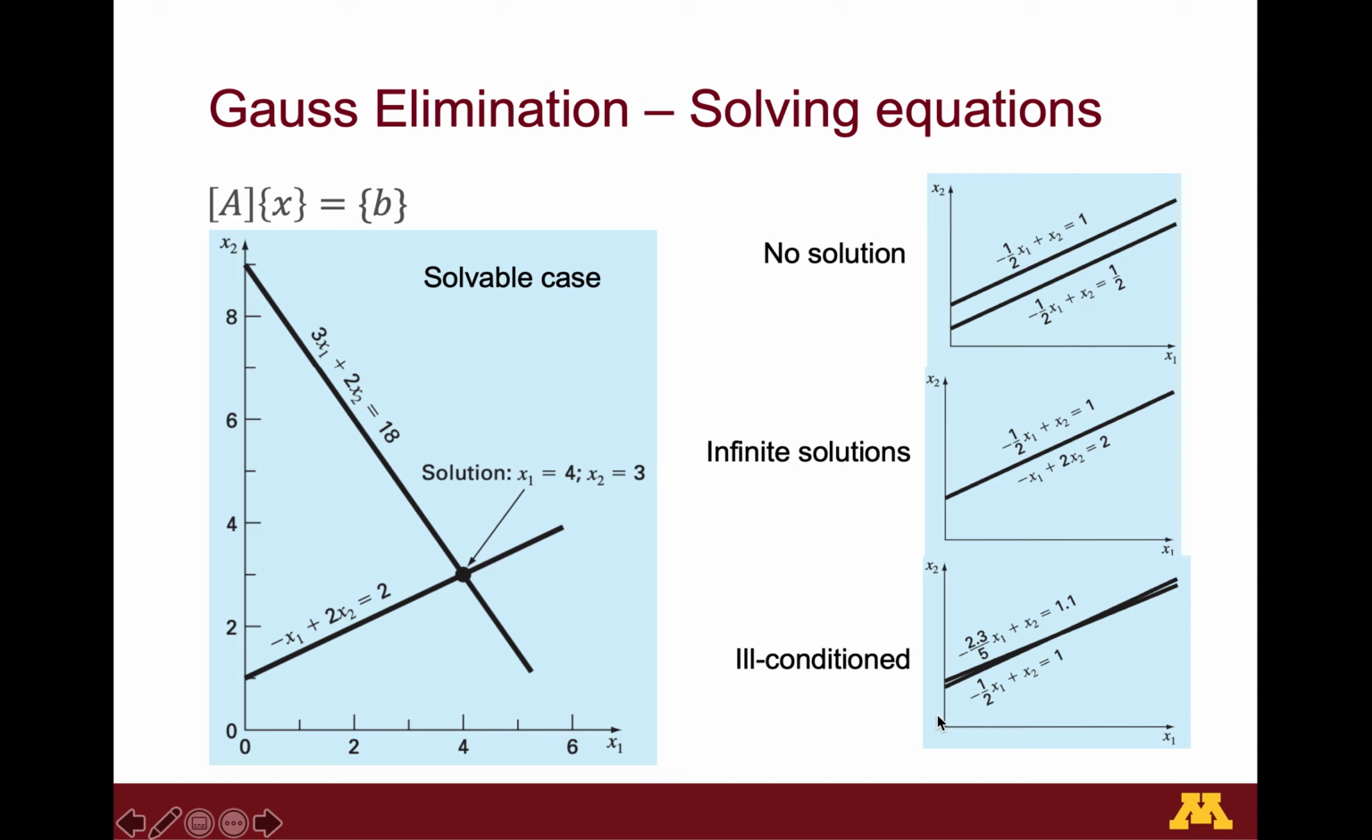The right-hand side of this slide shows three ill-conditioned systems, where it is difficult to identify the exact point at which the lines intersect. The first two cases tell us that the system is singular, and the third is near singular and extremely sensitive to round-off error.